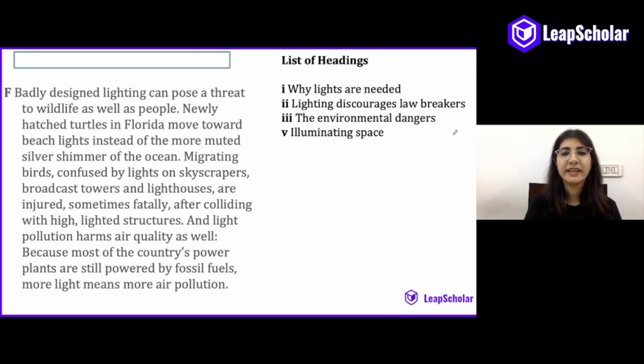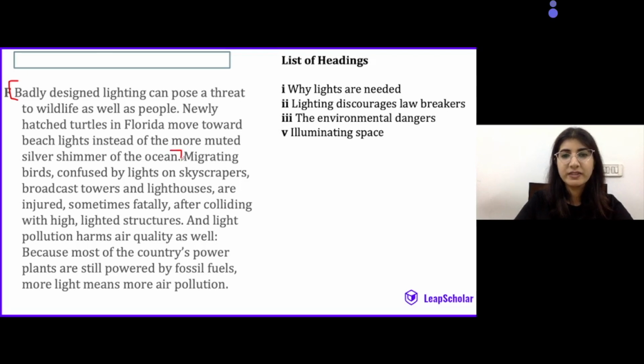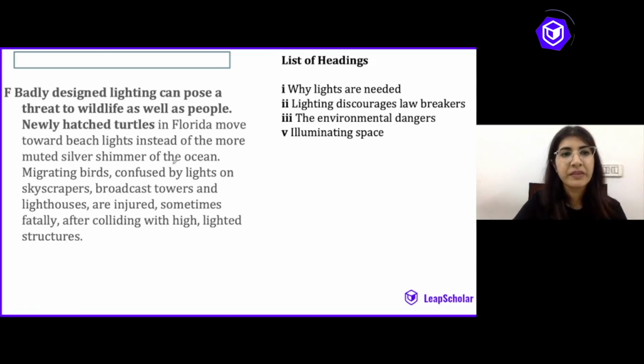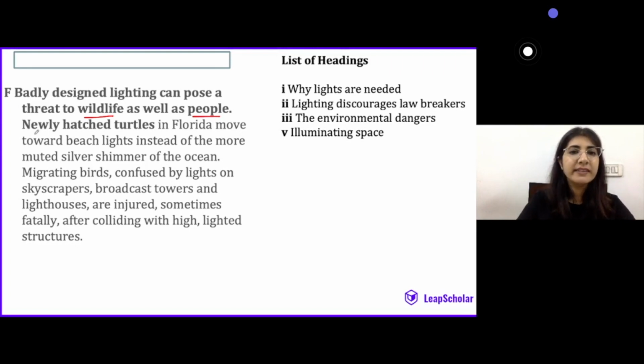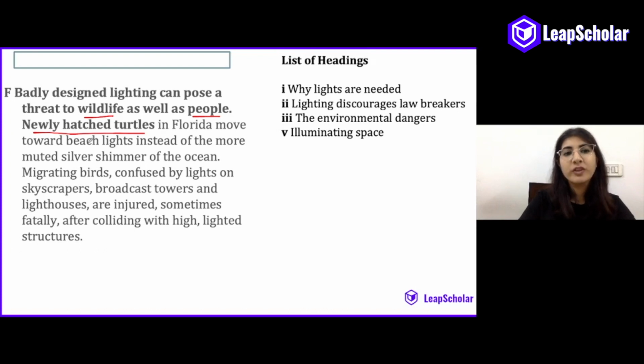Again, take a few seconds to read the entire paragraph, and then you can only focus on the first two sentences to find the answer. So, badly designed lighting can pose a threat to wildlife as well as people. So, now it's talking about the threats or the dangers associated with lighting and how it affects wildlife and people. And in the second sentence, it gives an example of newly hatched turtles which move towards beach lights instead of the more muted silver shimmer of the ocean. So, how it affects turtles.